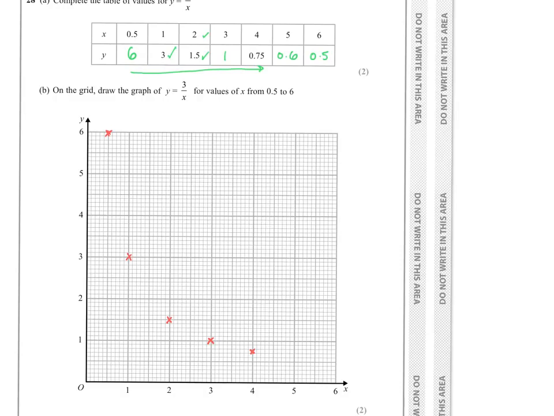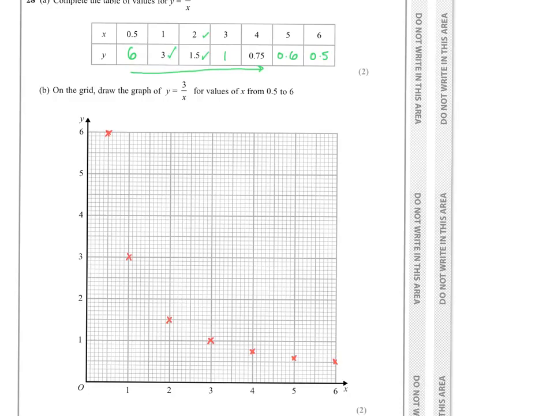So careful of your scale. Each little tiny square is 0.1. So we want 0.6 would be here. And then 6 would be 0.5, which would be here.